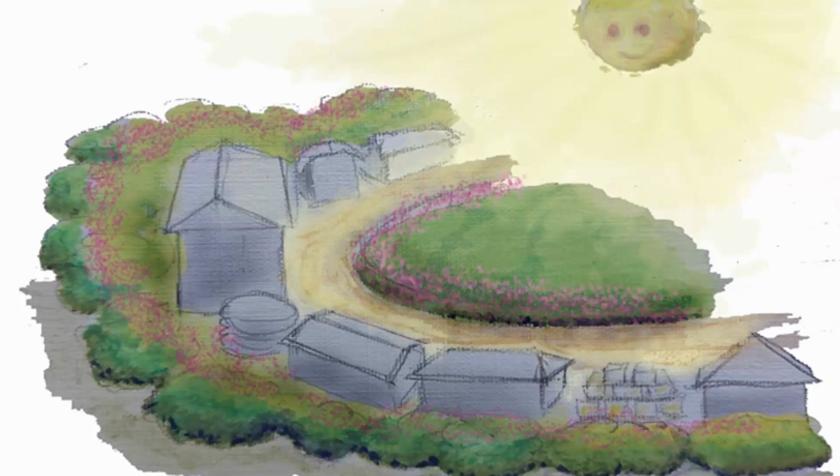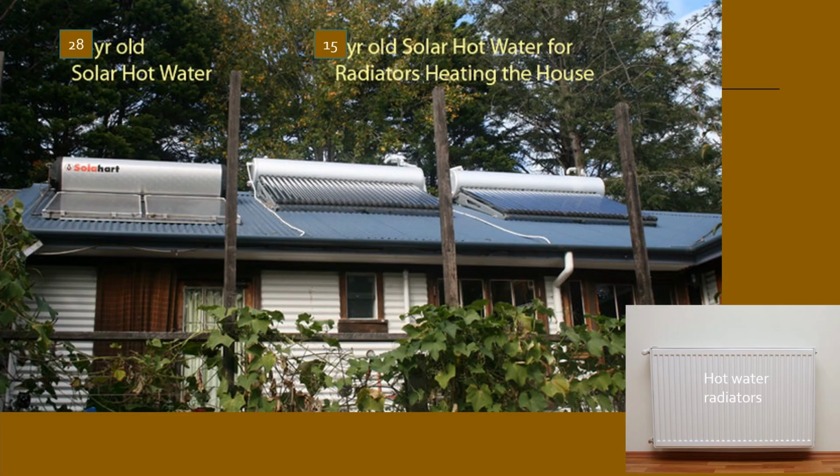I like to use sun traps as much as possible on this site because we are so sun challenged. One of the first things we did was invest in a solar hot water system, and that system has been running now for over 28 years. On the right hand side you can see some evacuated tubes that feed into another hot water system. It's actually more efficient, and that heats some hot water radiators in the house, and it just takes the chill off the air.